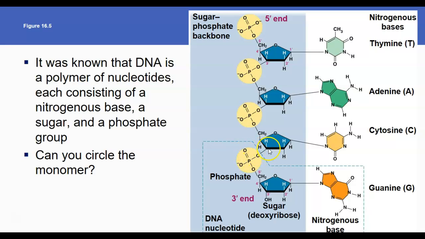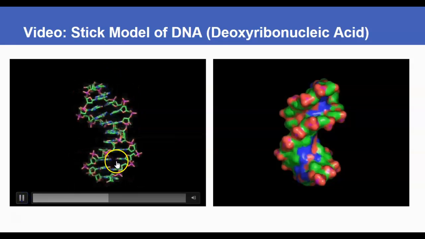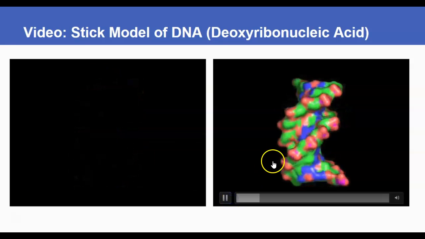So this phosphate group will find a bond with this 3' carbon in the deoxyribose. So you have a 3' end and a 5' end. So you can watch these videos. You need to be able to know everything about this structure of DNA.